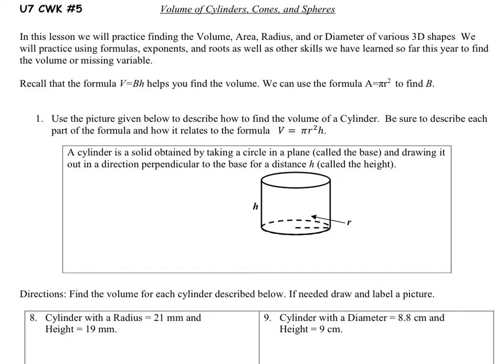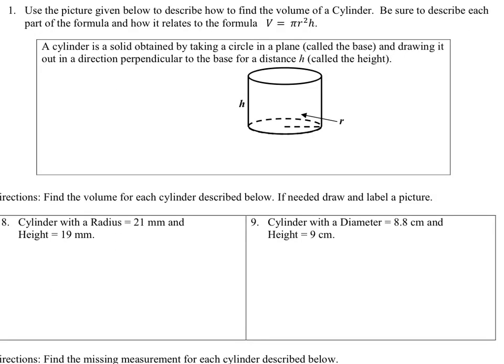A equals pi r squared. Well, that really just finds B, everything. Alright, use the picture below to describe how to find the volume of a cylinder. Be sure to describe each part of the formula and how it relates to pi r squared h.